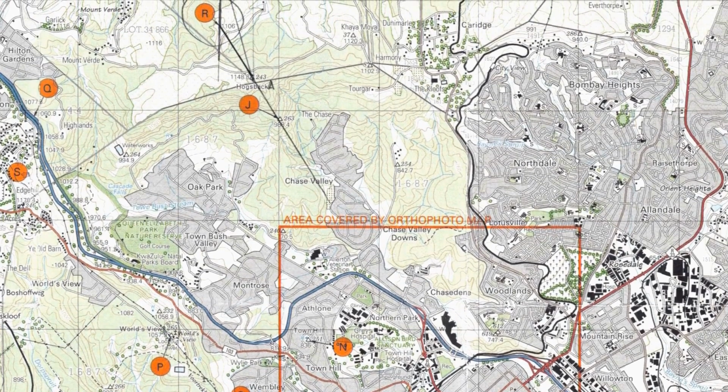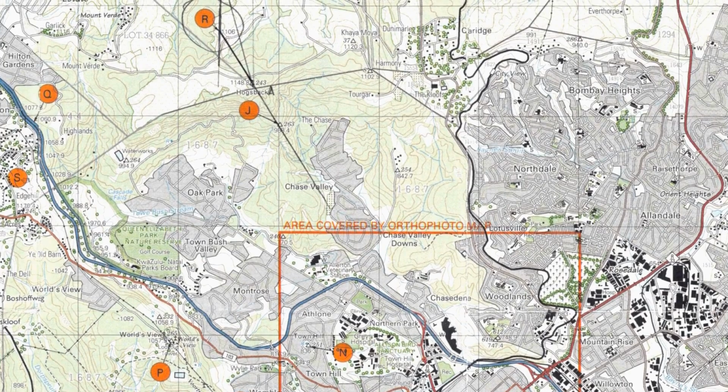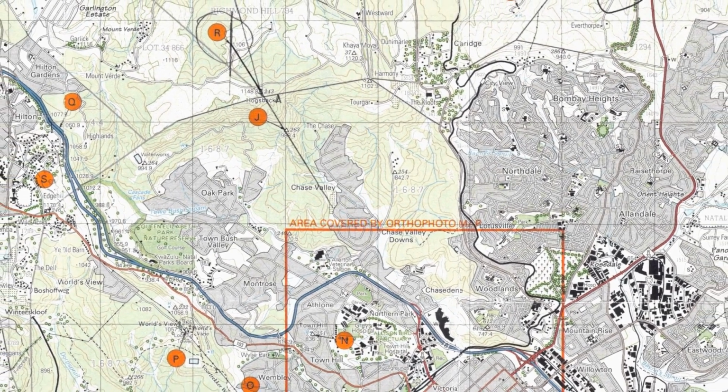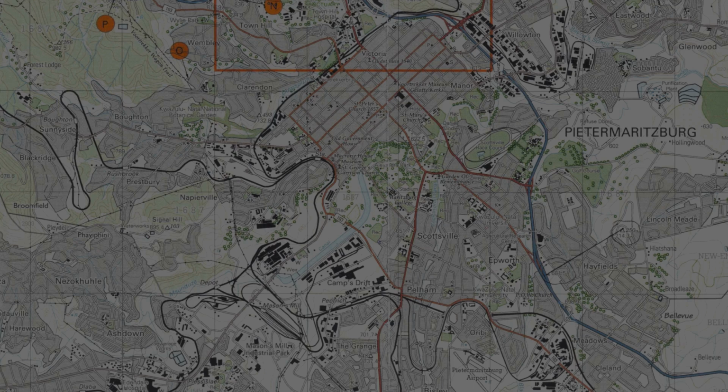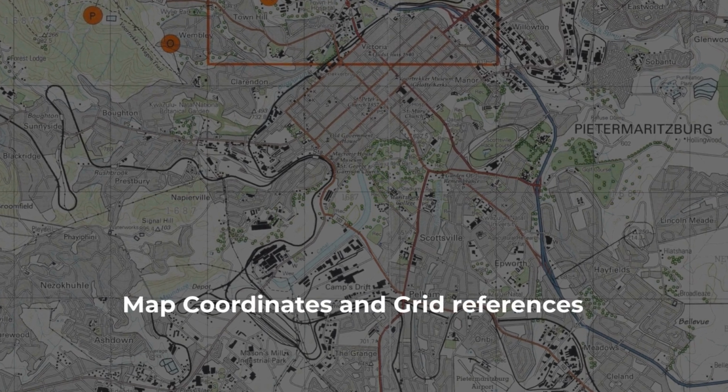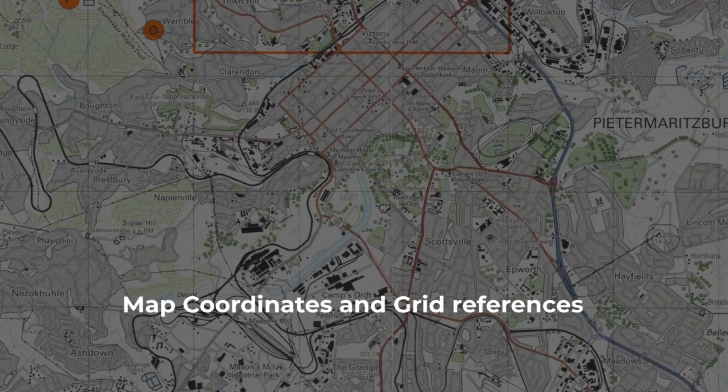As we continue with our lessons, we will learn how to use grid references, latitude, and longitude coordinates to identify exact positions. In our next lesson, we will begin working with coordinates and grid references using the same 2930CB Pietermaritzburg map.